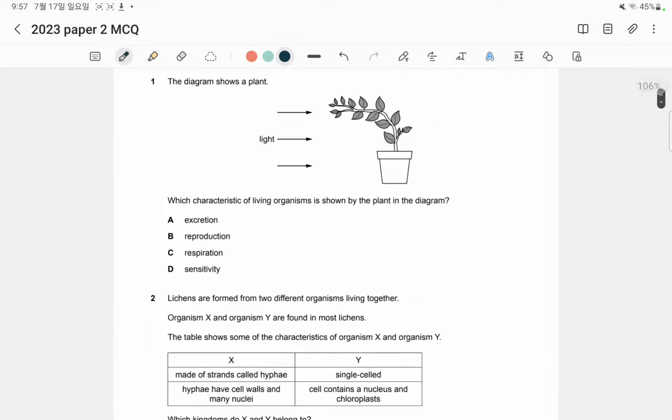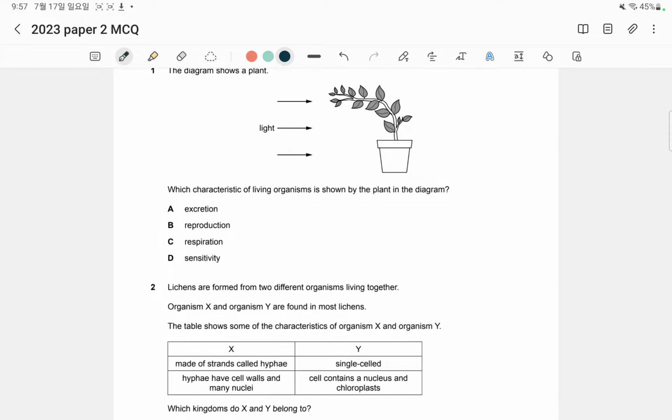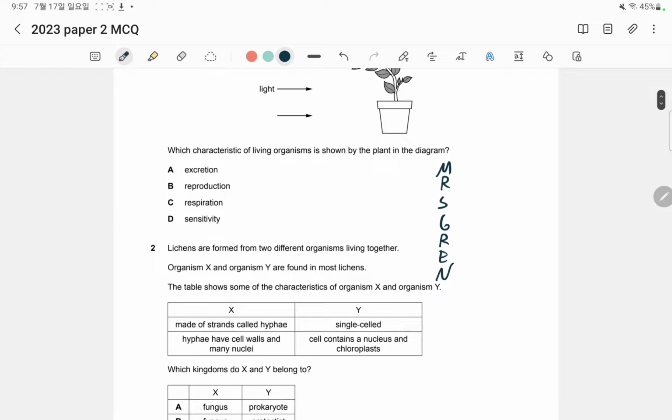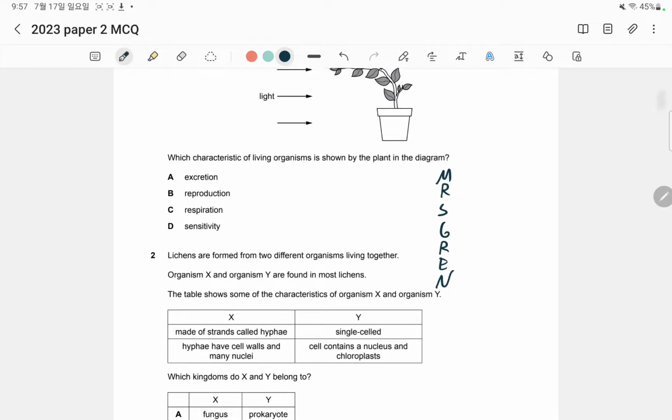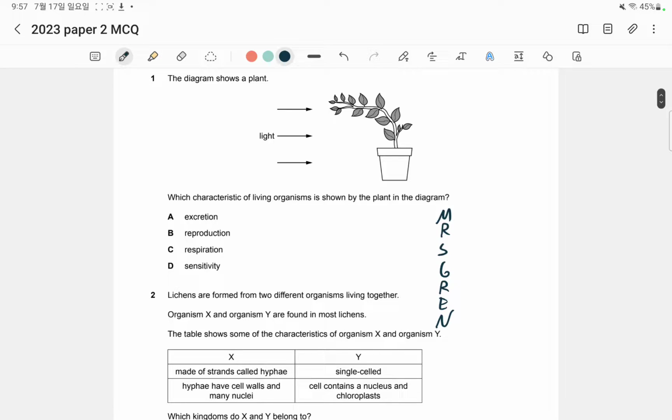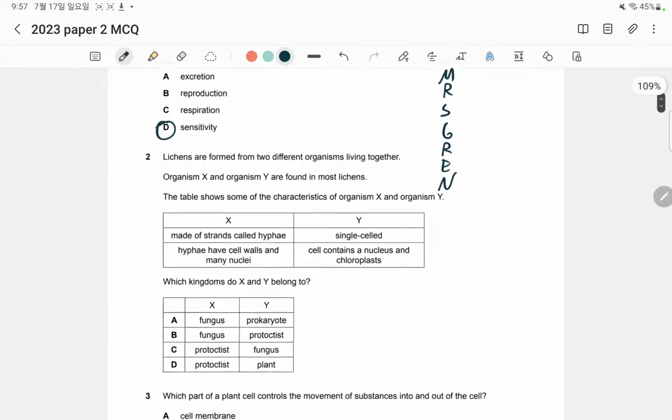Okay, so first question. It's asking about the characteristics of a living organism. You should know what MRS GREN is. This acronym explains the characteristics of living organisms. And you see in this diagram here, the plant is showing a phototropic response. So the answer would be D, sensitivity.